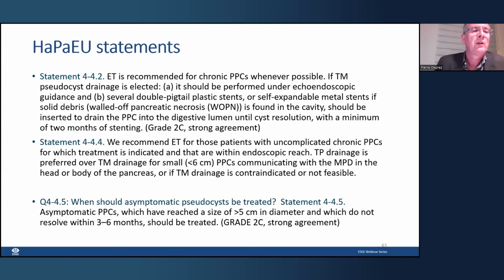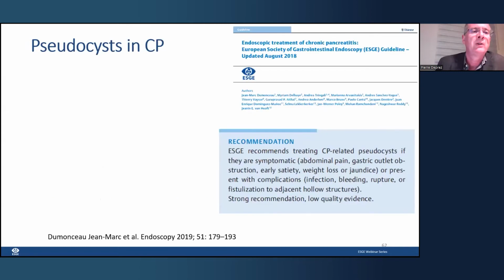The last statement from the UEG: when should asymptomatic pseudocysts be treated? In fact, here there is no clinical indication for this. They state, you see, it's a grade 2C with strong agreement, that pseudocysts that have reached a size of more than 5 centimeters in diameter and which do not resolve within 3 to 6 months should be treated. So this is a strong agreement. And I think this is something we see from time to time: is it a decision, do we have to treat asymptomatic cysts?